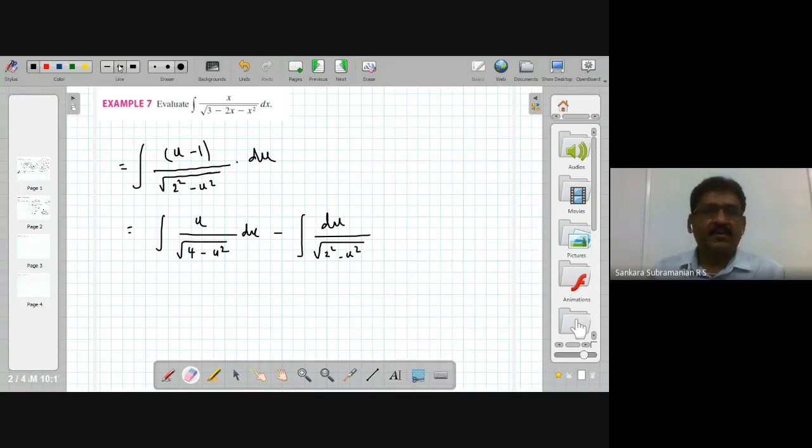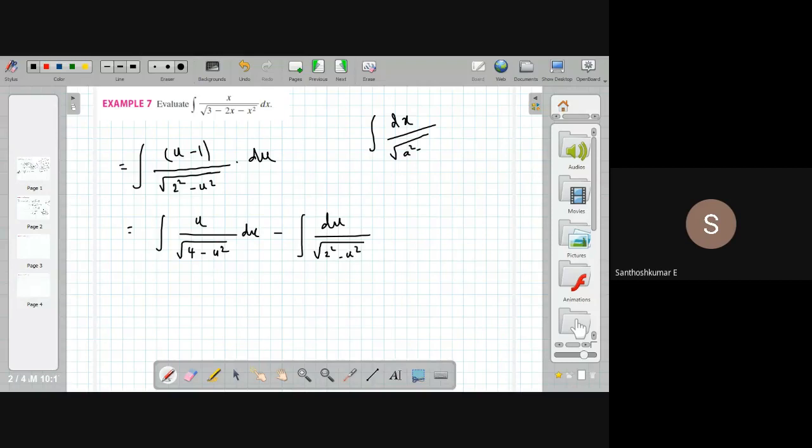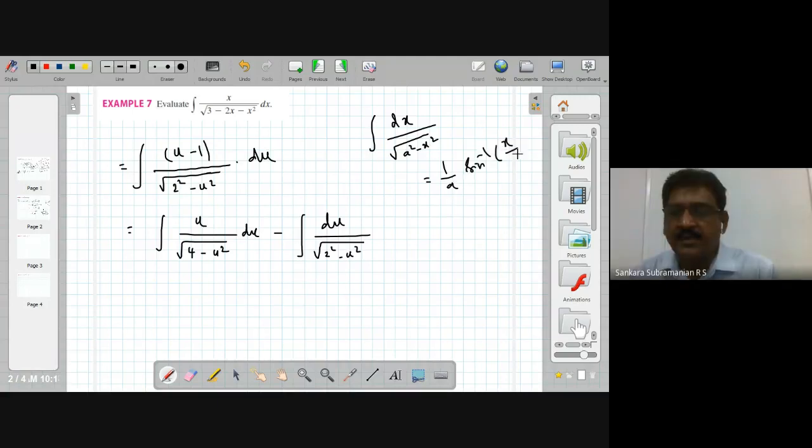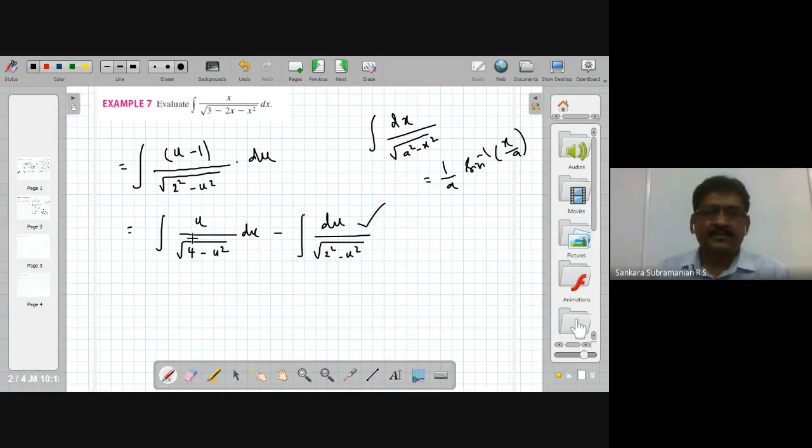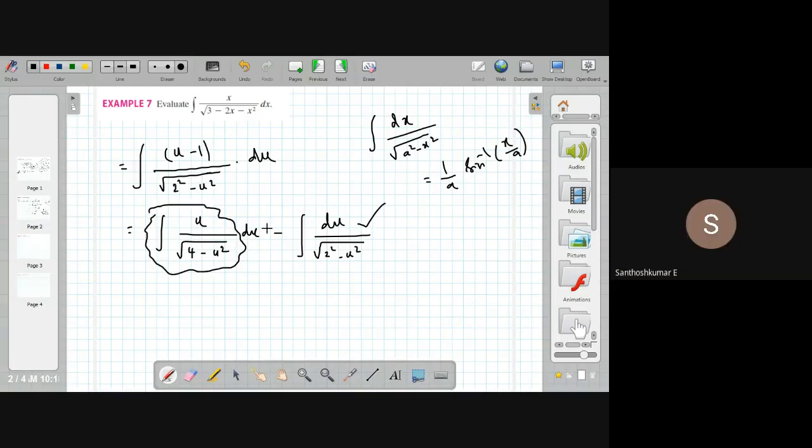இப்போ நம்மளுக்கு இந்த ஃபார்முலா உங்களுக்கு ஞாபகம் இருக்கா? Do you know the formula for integration of dx by square root of a square minus x square? Yes sir, 1 by a into sin inverse of x by a. அப்போ இது பிரச்சனை இல்லை. இங்கே வருவோம். இங்கே இப்போ சப்ஸ்டியூஷன் ஏதாவது யூஸ் ஆகுமா? No sir.